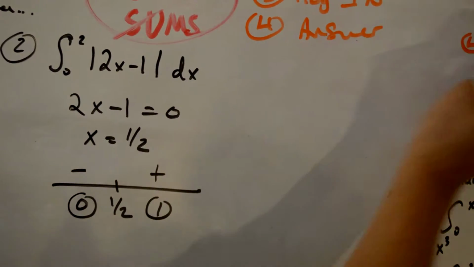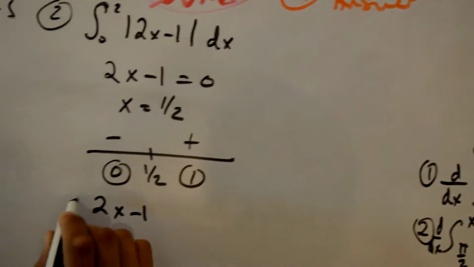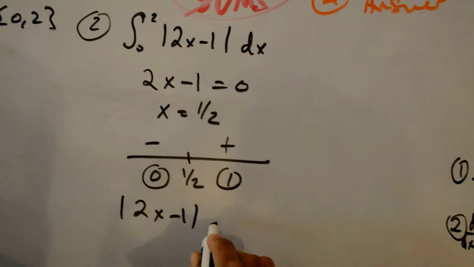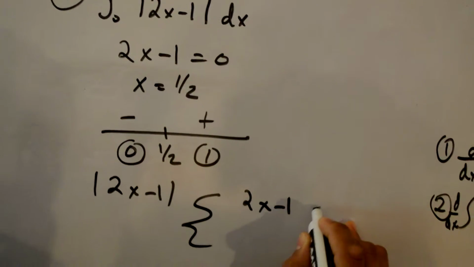So now we're going to have to write our piecewise function, right? So 2x minus 1, absolute value. Alright, 2x minus 1.